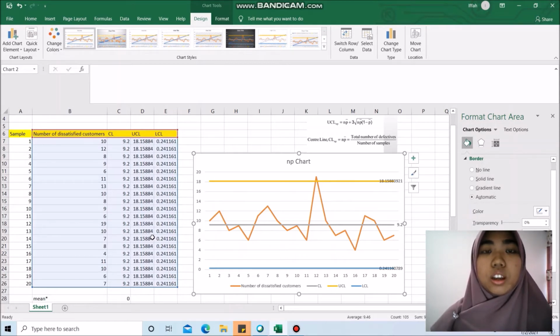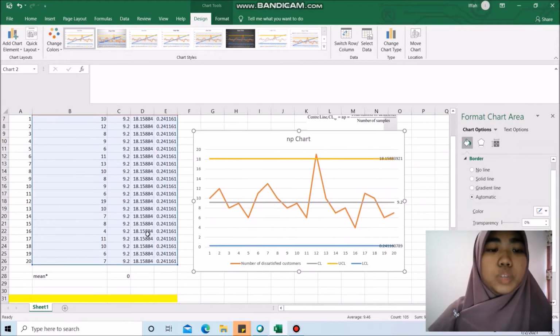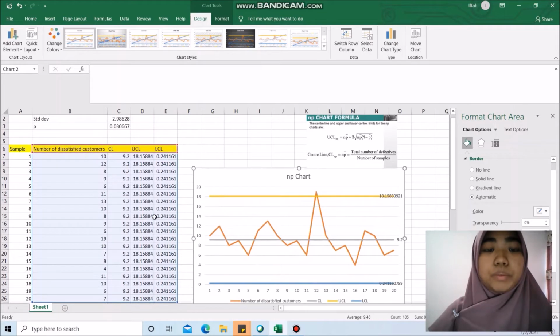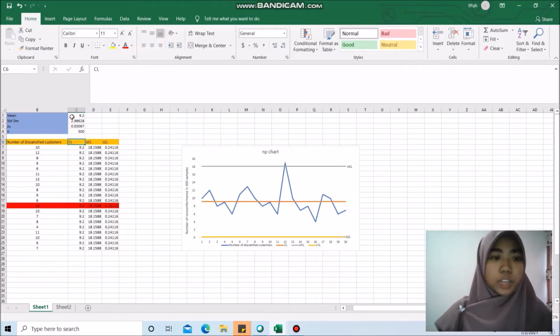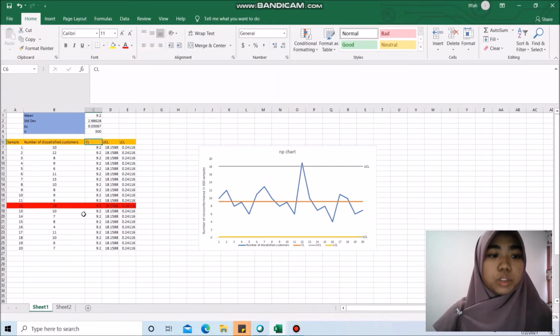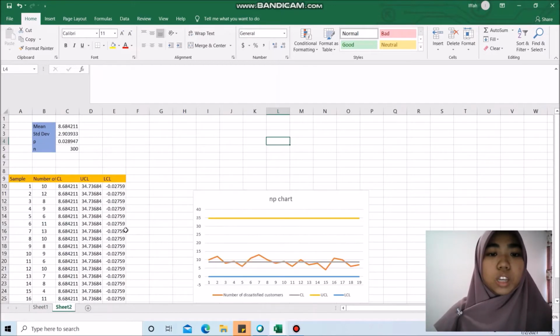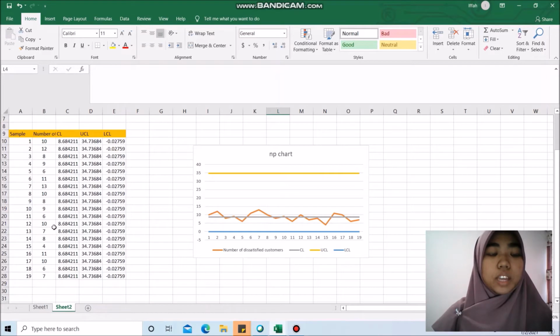That means it is more than the upper control limit, right? So we need to delete the data, so we can make the process in control. As we can see here, this is the graph that I have done before. As I said earlier, for sample 12 the number of dissatisfied customers is 90, right? So it's out of control. So we delete sample 12.